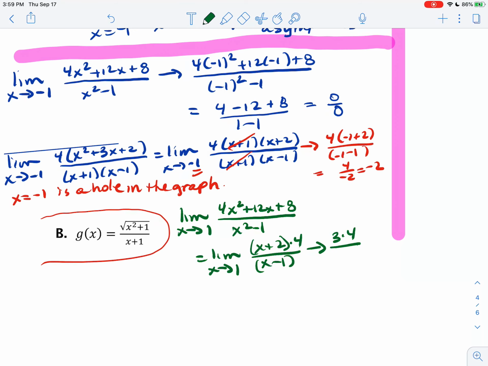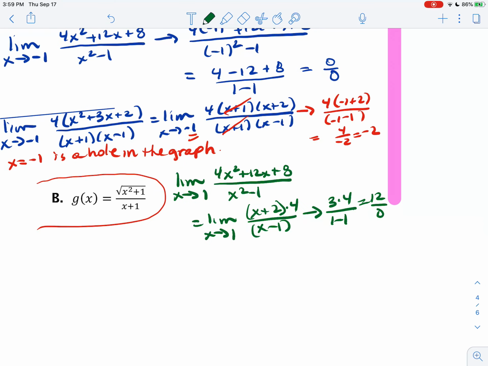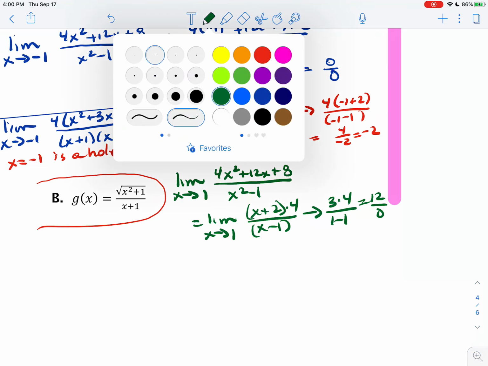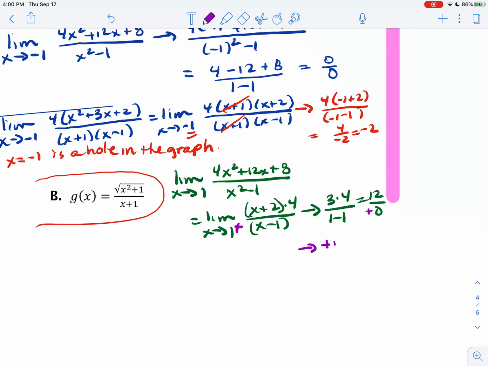And I note here that this is going to 3 times 4 over 1 minus 1, and that is going to give me 12 divided by 0. And if I can actually take a right-handed limit or a left-handed limit, if I choose a right-handed limit, then this is going to technically be a 0 from the positive side, and we're going towards positive infinity. So conclusion, x equal to 1 is a vertical asymptote.